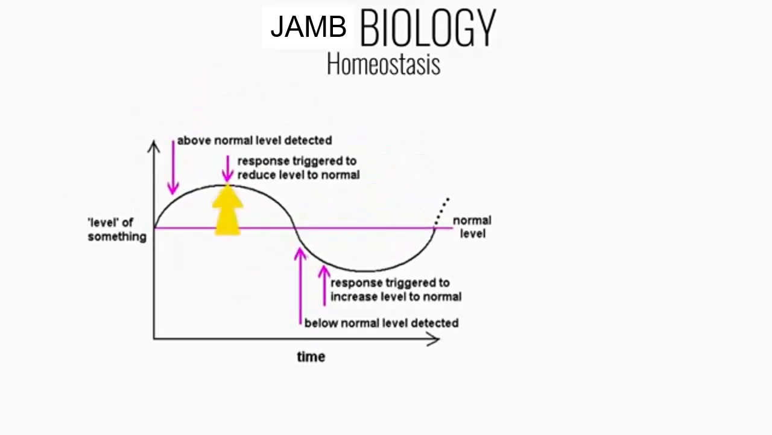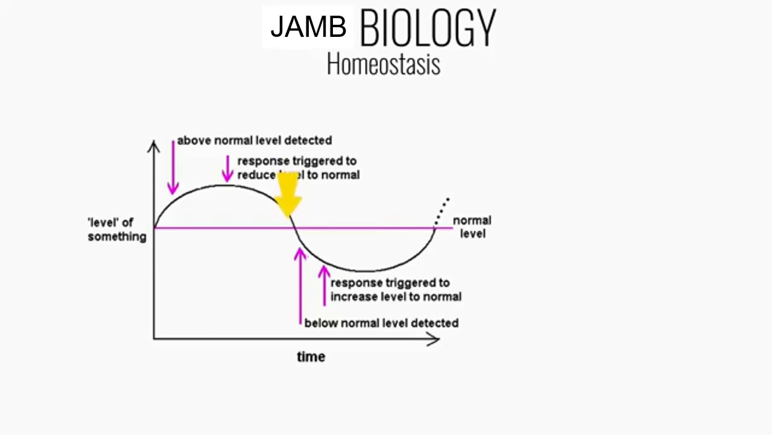When the level is too high, the receptor detects a stimulus, and then the coordination center receives and processes the information, and then organizes a response. The effector then counteracts the change and tends to restore the optimum level. That is, the level starts to decrease.